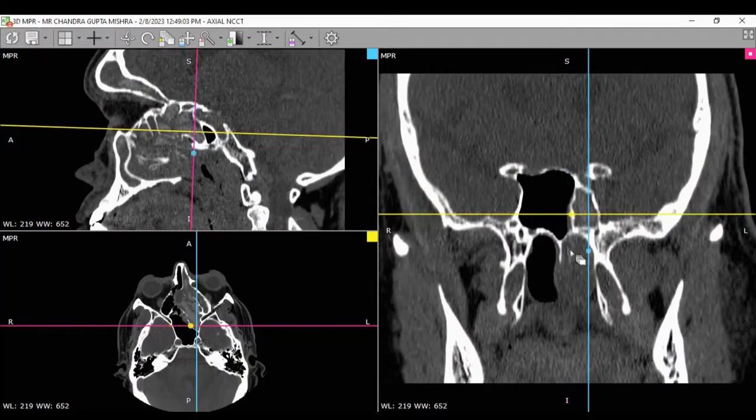See the big sphenoid, what I could see this wall. See where the rostrum is or where the intersinus septum is. What do you see? Yes.